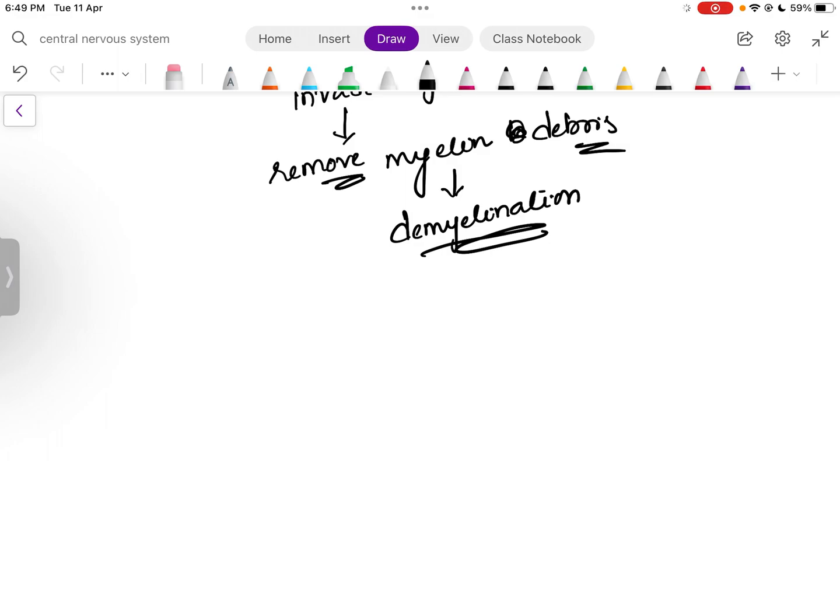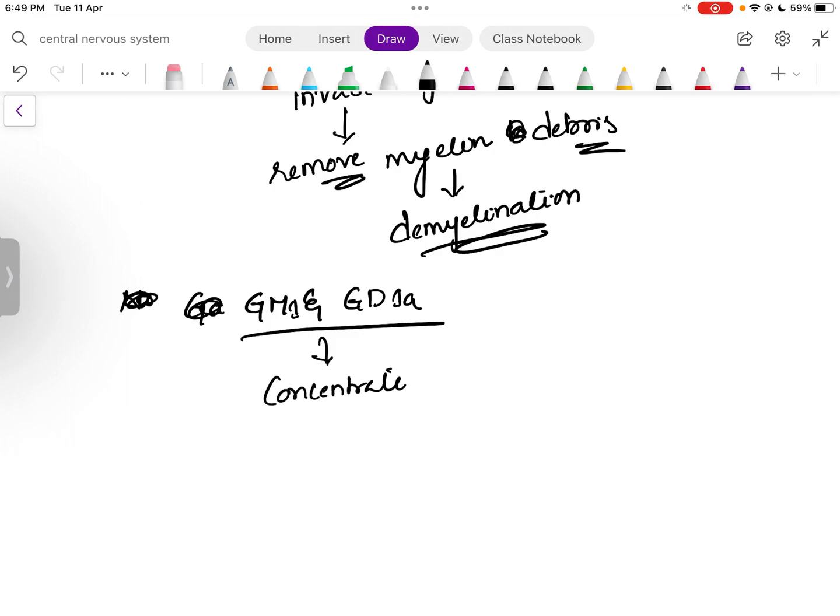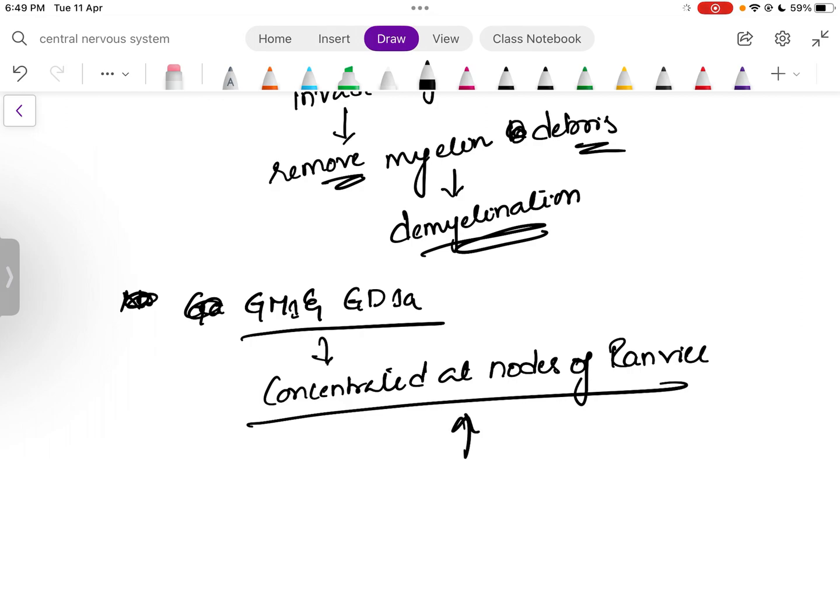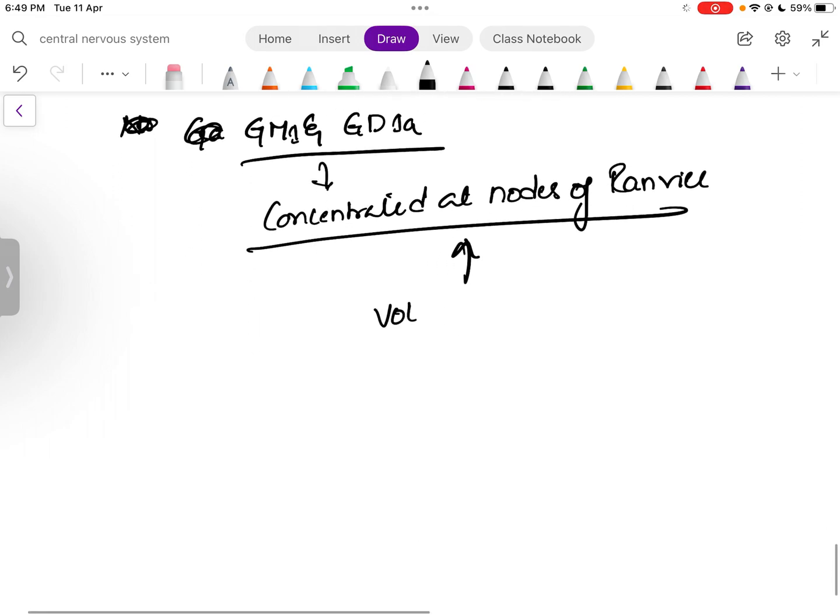So these gangliosides and other glycoconjugates are expressed at the nodes of Ranvier. GM1 and GD1A are concentrated at nodes of Ranvier. So at nodes of Ranvier, we also have voltage gated sodium channels.